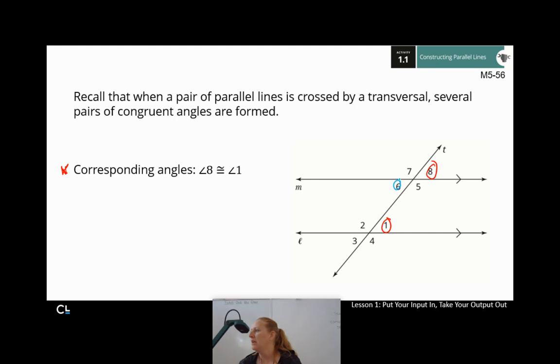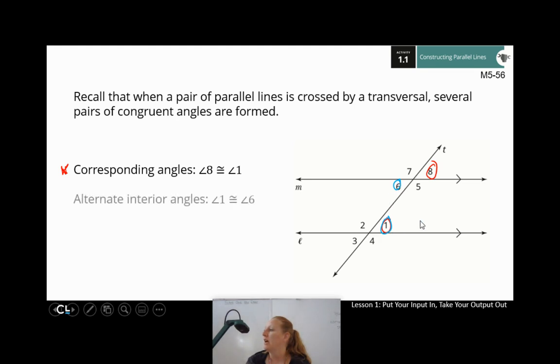So I would say angle 6 and angle 1 would be alternate interior angles, right? Because they're on different sides of the transversal, alternate sides of the transversal, and they're on the interior of my parallel lines. Those guys are also congruent. Those guys are also equal to each other. So just so you know where that came from.